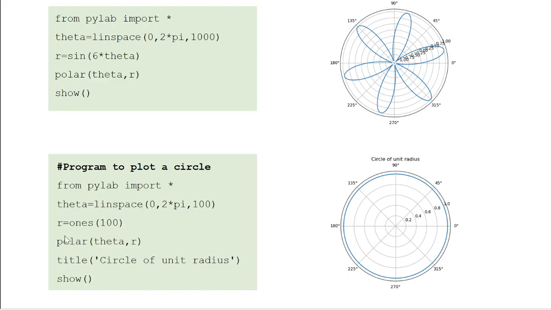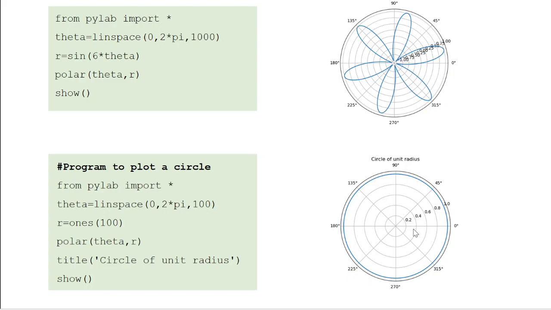Once I have my theta and R, I'm going to plot them using the polar function, polar theta R. I'm going to give a title as circle of unit radius, and I display it using the show function. So this is your circle. I have a solid circle here where the radius at every point is constant. Radius is constant and angle changes from 0 to 2 pi with respect to the positive x-axis.